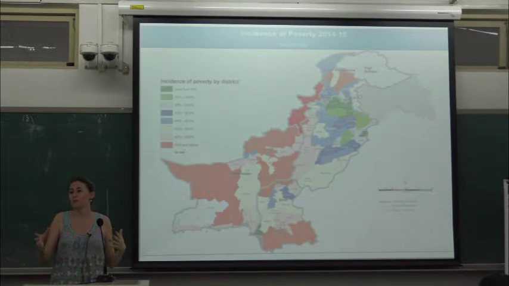So basically, the idea of this kind of presentation on the global MPI and the national MPI is to show particular uses of the methodology, the Alkire-Foster methodology. You're going to be using this to create your own MPIs with your own working groups starting tomorrow. And so you're going to have to make all of these decisions.